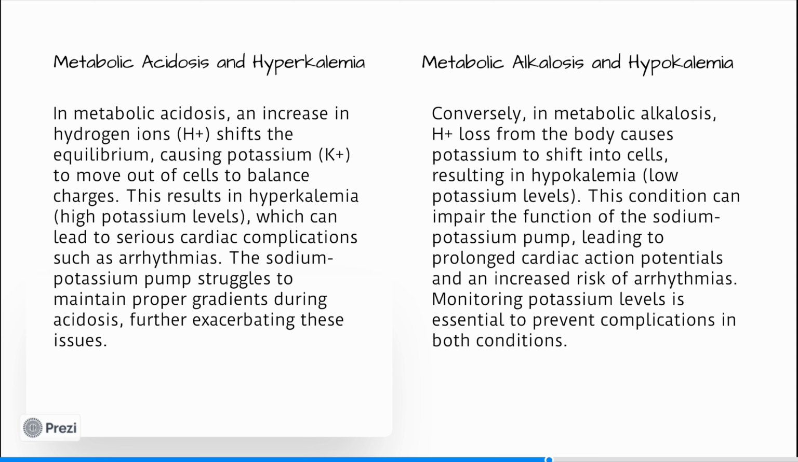The other one is metabolic alkalosis and hypokalemia. In metabolic alkalosis, hydrogen ions are lost, so potassium shifts into cells, resulting in hypokalemia. This can impair the sodium-potassium pump, prolong the cardiac action potential, and increase the risk of arrhythmias. Monitoring potassium levels is essential in both conditions to prevent complications. If you remember, potassium is the most important electrolyte for cardiac function.